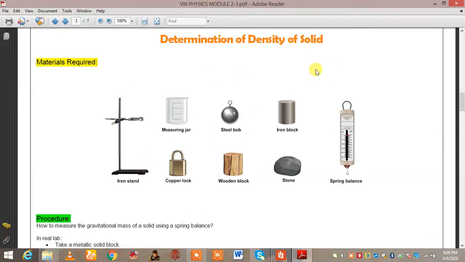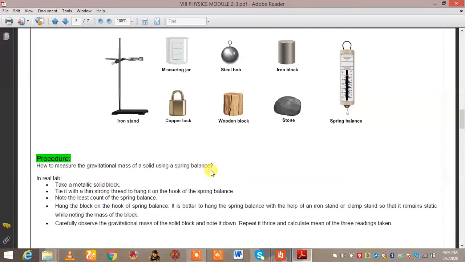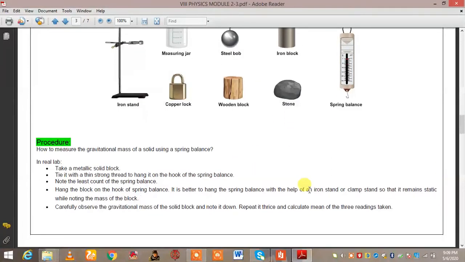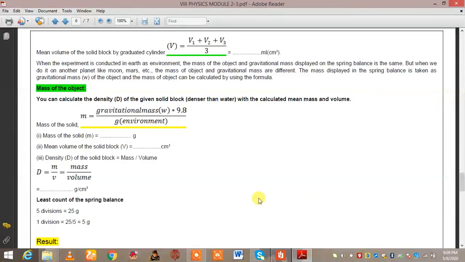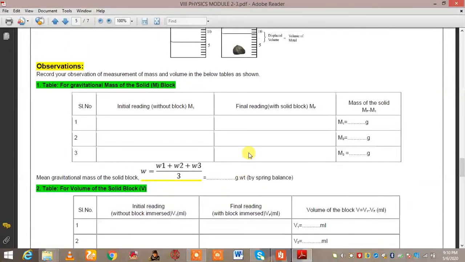So what we have done, children, here we have taken the mass of a particular solid through a spring balance, then we have placed it into water and through the water displacement method we have found the volume, and then in the density formula we have placed mass divided by volume and calculated the final density of that particular solid. Through this we have determined the density of the solid. I hope you have understood, children.